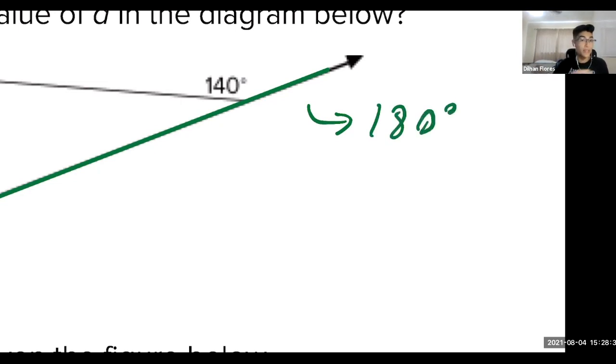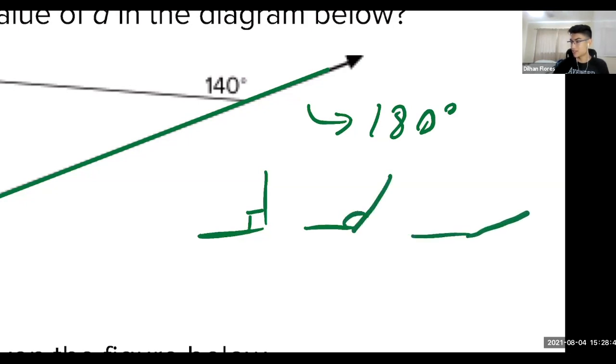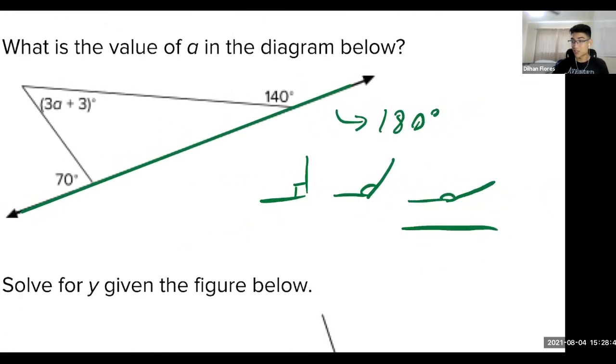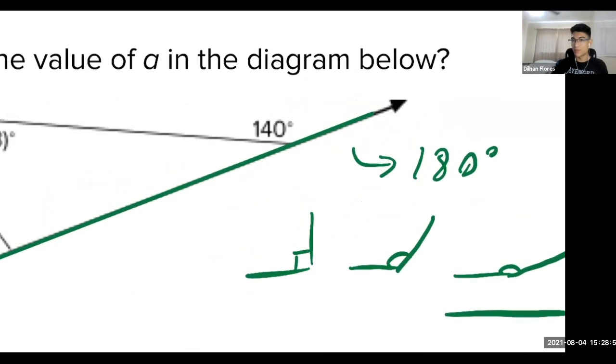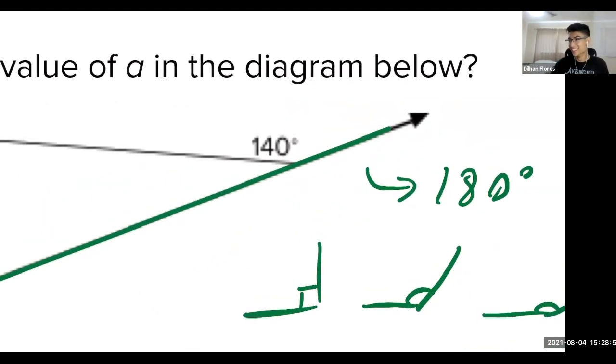In case that's a little confusing, this is what 90 degrees looks like. This is what 120 degrees looks like. This is what 170 degrees looks like. And 180 degrees is just a straight line. So lines are actually just really straight angles. Lines have an angle measure of 180 degrees.